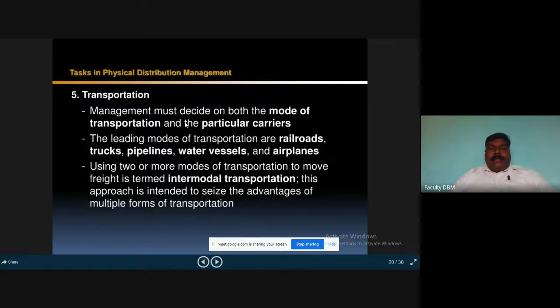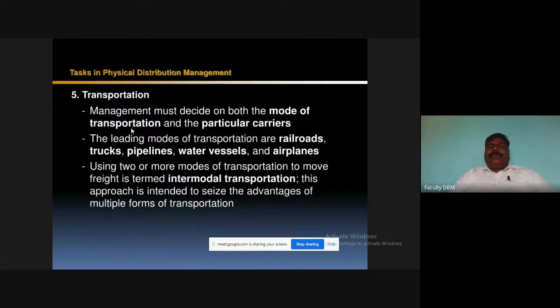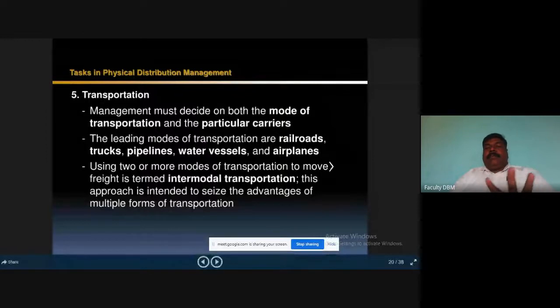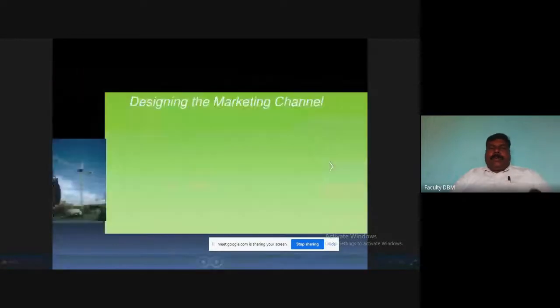Transportation. Management must decide on both the mode of transportation and the particular carriers. The leading modes of transportation are railroads, trucks, pipelines, water vessels, and airplanes, and you can see containers also moving on ships. Using two or more modes of transportation to move goods is intended to seize the advantages of multiple forms of transportation. So the management must decide on the mode of transportation, which is very important.